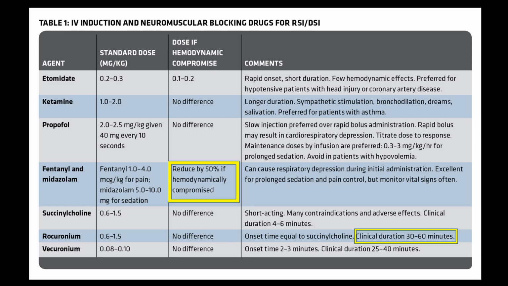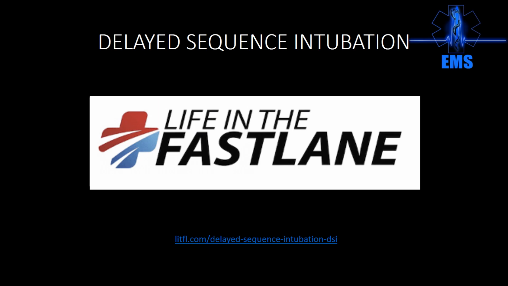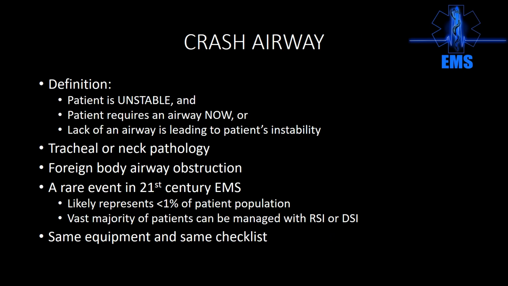Crash airway. This is the unstable patient, requires airway now, and a lack of airway is going to lead to morbidity and mortality. Again, this is largely tracheal or neck pathology, such as a foreign body obstruction. This is a pretty rare event in the 21st century, less than 1% of our patients, as most of our patients now get managed with either RSI or DSI. Same intubation checklist and the same equipment. You've all had a crash airway. If you haven't, it's coming.